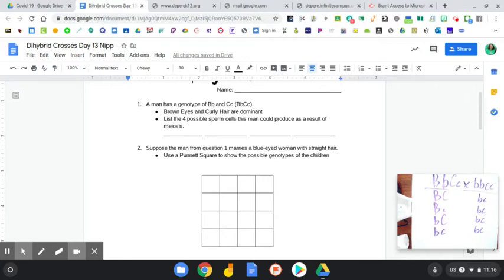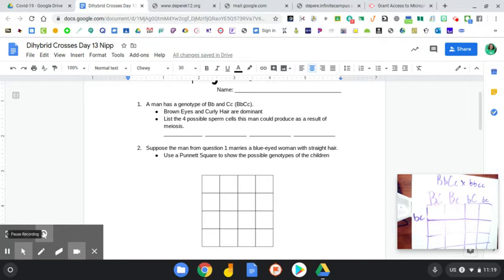I'm going to show you a trick. I said for dihybrids it's 16 squares. But when you look at this, with the woman being little b, little c, you technically only have to write it once. You would get the same ratios and the same numbers. You can do the whole 16 square Punnett square, but you don't have to.